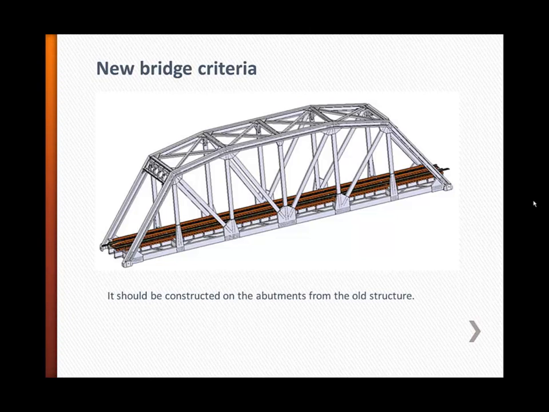So the new bridge criteria are that it will be constructed from the abutments from the old structure, so that's something that we don't have to worry about. It should be able to carry 2 lanes of traffic, and it should be a through truss design to match a bridge that's just down the road, the Grant Road Bridge.